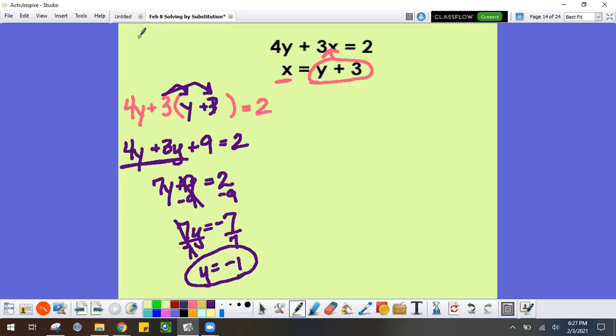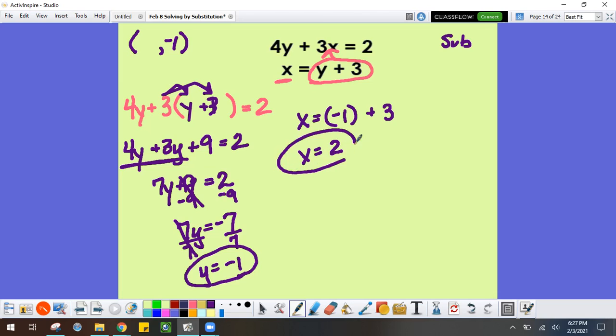So in my final answer, I'm going to have an ordered pair, and I already know y is negative 1. I still need x. Remember, we are doing substitution. So I am going to substitute negative 1 in the place of y. And I can do this in either problem, but remember, I want to make it as easy as possible. So I'm going to use that bottom row, x equals y plus 3, and put the negative 1 in here for y. X equals negative 1 plus 3, which is 2. So now I know my x value is 2.